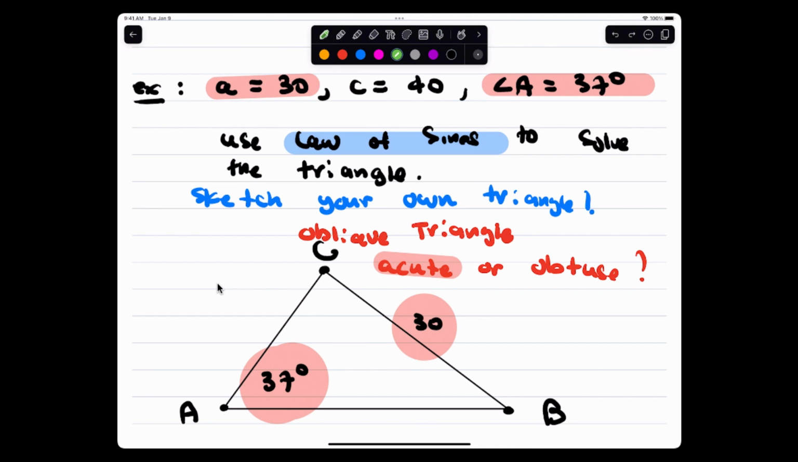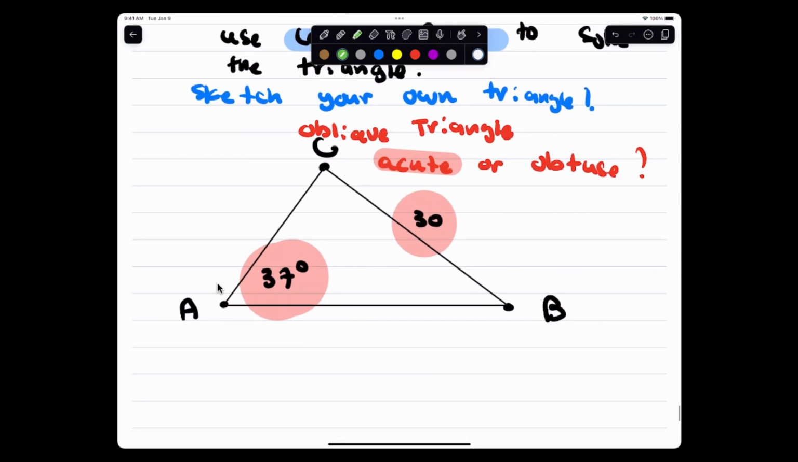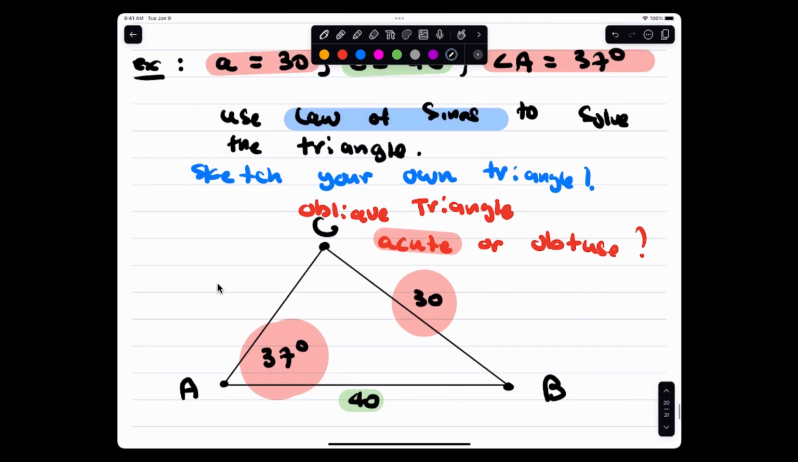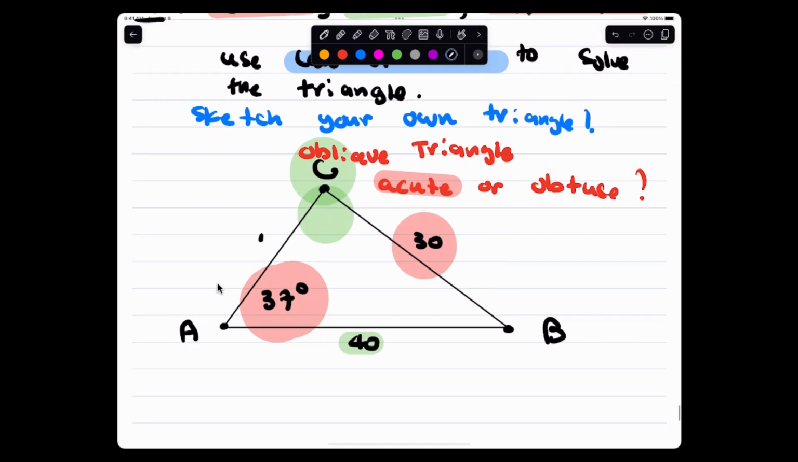What else did they give you guys? Oh, they gave me little c. Well, where do I put that 40 then? Over here. Isn't that where little c is? So, ladies and gentlemen, angle B right here, and that's going to be side B. That has to be B.